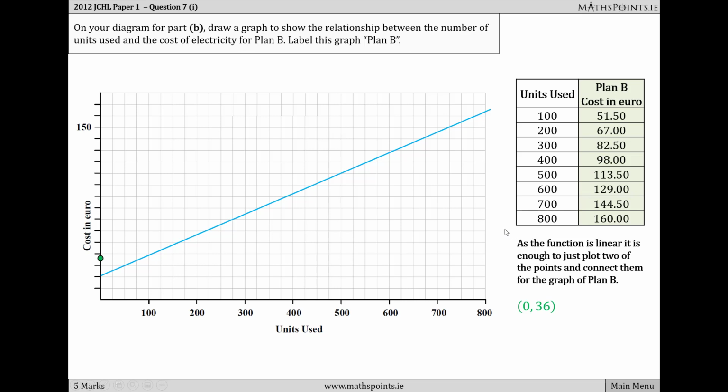And for the other point, we'll use the other extremity of the line, 800 units used and a cost of 160. So we go to 800 and we work our way up to 160, which is 10 past the 150 marker. We place a dot, and then to graph the function for the cost of electricity for Plan B, we draw a straight line connecting the two dots.